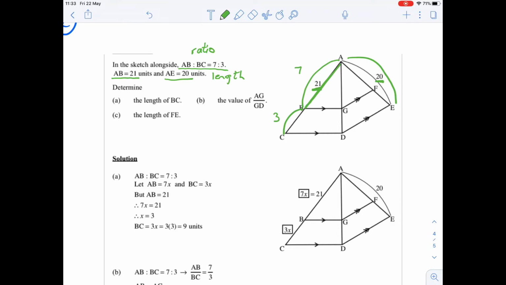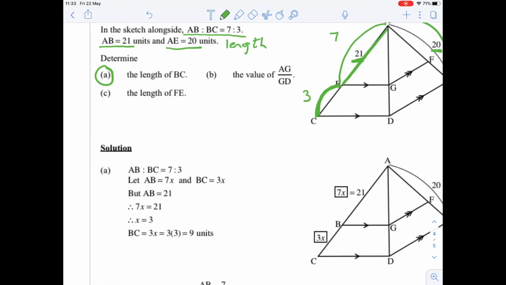So let's see. The first thing we need to find here in A is the length of BC. Okay, now that 3 there is a ratio. It's not a length. So let's look at the work in here. Let's make it a bit bigger. So AB is to BC as 7 is to 3. Remember, we're going to write it as 7x is to 3x because it's not 7 units. It's 7 times something, 3 times something. But we know that AB is 21 in terms of a length. So therefore, we can equate the two. 7x is 21, therefore x is 3. But we're looking for BC, and BC is 3x. So 3 times 3 gives us 9 units. So now we know that this here is 9 units.